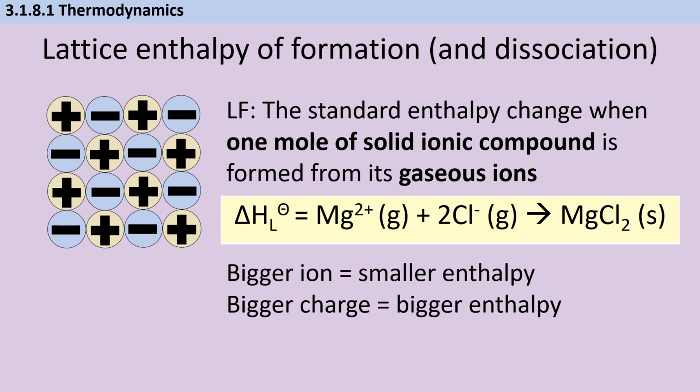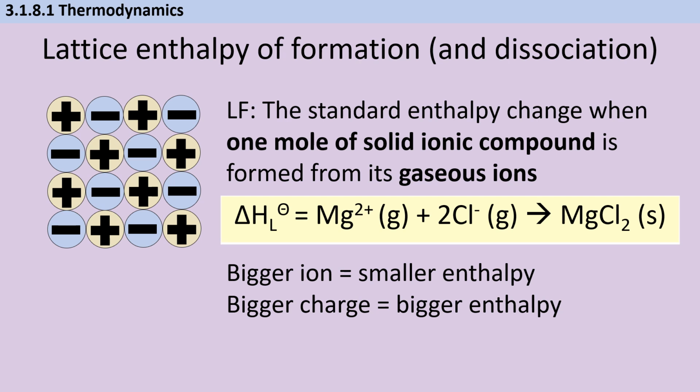The lattice enthalpies of formation and dissociation are inverse processes of each other. So the exothermic process of lattice formation is the direct inverse of the endothermic process, and so the two enthalpy values will be the same magnitude but with different signs. Lattice formation is the standard enthalpy change when 1 mole of solid ionic compound is formed from its gaseous ions, and this is often what we're trying to work out when we construct Born-Haber cycles.